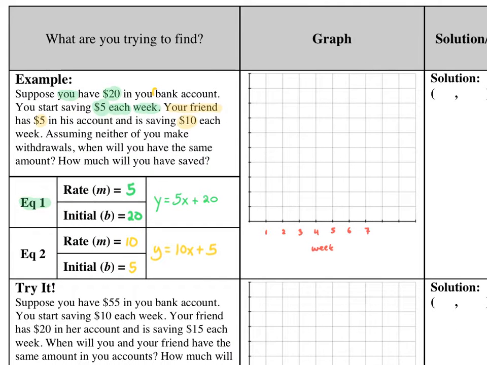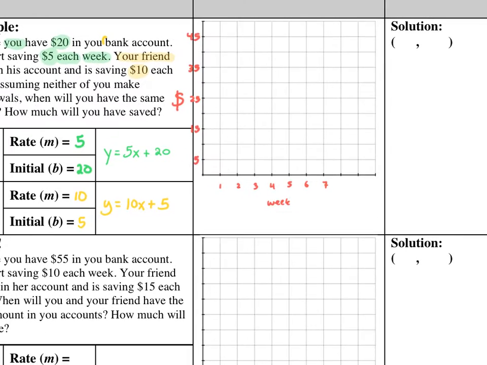Now notice here, we don't know how high we have to go because $20 is what we start off with, and we don't know how high. So maybe we're going to count by fives here, although we might need to make an adjustment there. So over here is going to be dollars. So 5, 10, 15, 20, 25, 30, 35, 40, 45. Okay, so let me graph this.